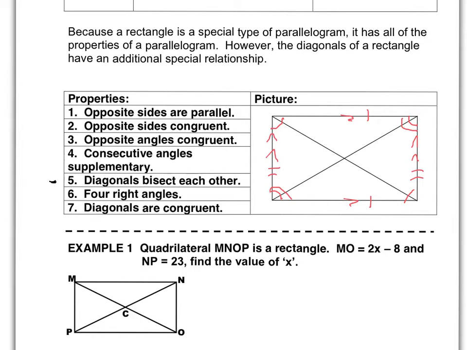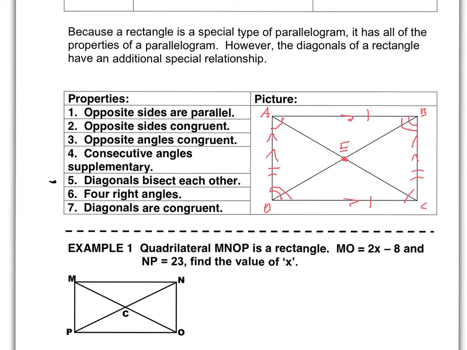Consecutive angles are supplementary. I don't have as much space as I had last time to write that, but you remember what that means. If I've got A, B, C, and D, then angle A and B are supplementary. They add up together to make 180. B and C, C and D, and D and A. All four of those pairs add up to 180. And the last thing we learned about parallelograms on Monday was that the diagonals bisect each other. So this intersection right here is exactly at the midpoint of both diagonals. Now, those were the things we know about all parallelograms.